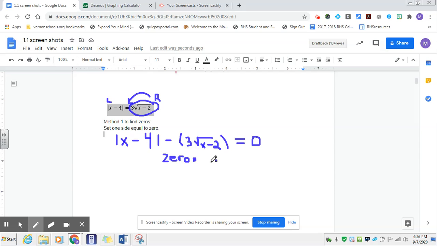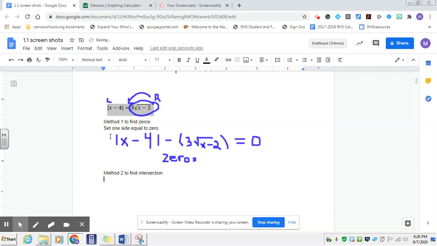Method 2, on the other hand, and we're going to look at both on Desmos in a second. I might have to have two videos. I'm hoping not. But method 2 is to find the intersection. And again, the method itself is telling you what you are finding.